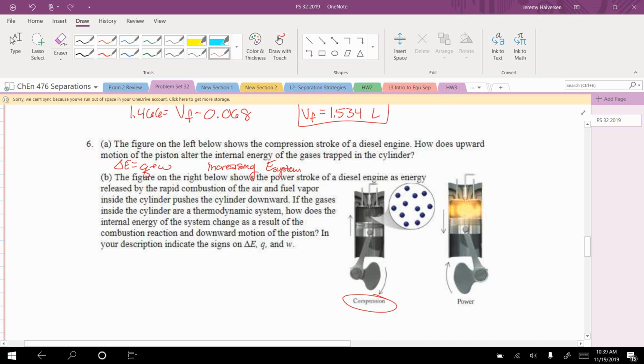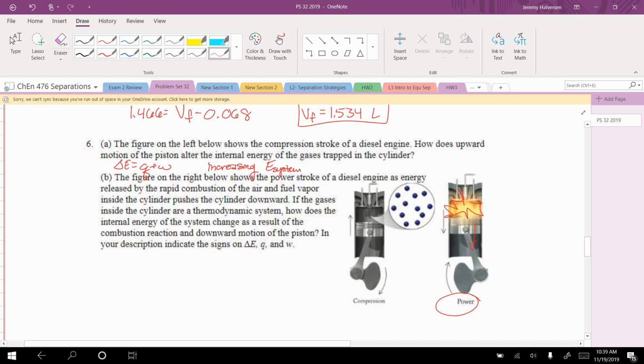Okay, so then the figure on the right shows the power stroke, now we're over here, of a diesel engine, as energy released by the rapid combustion of the air and the fuel vapor inside the cylinder pushes the cylinder downward. Okay, so this is going down because of the explosion.